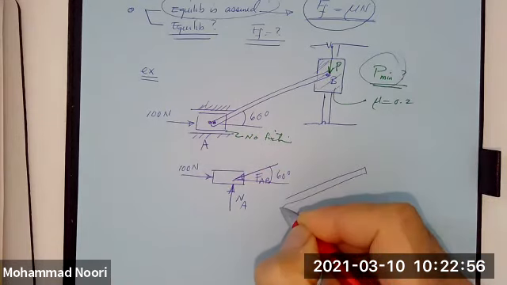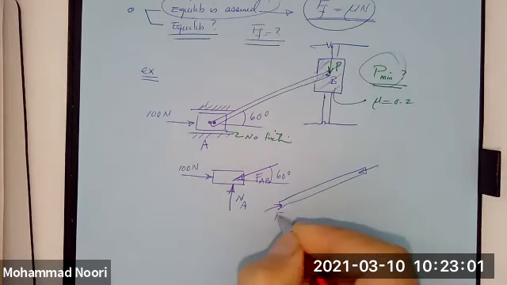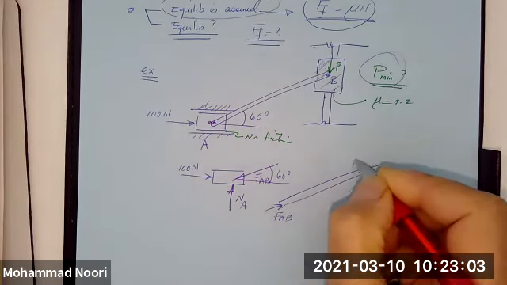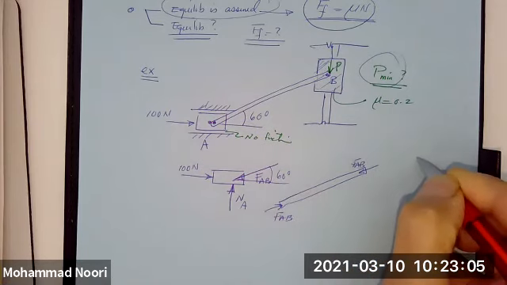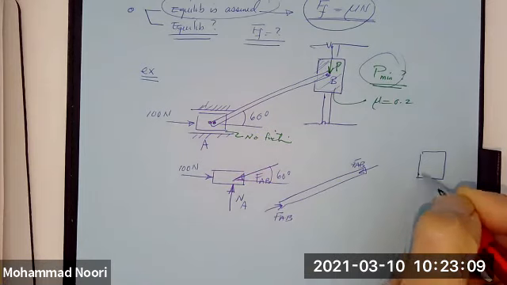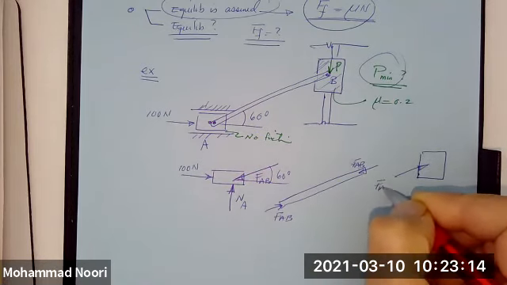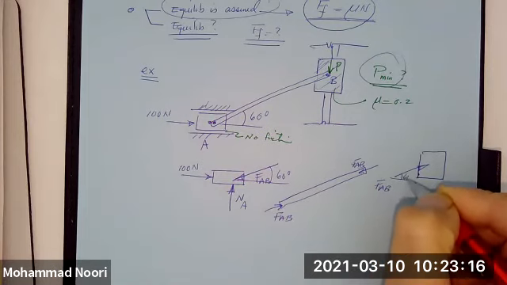The other free body diagram would be the free body diagram of this linkage, force of AB, force of AB, and then the free body diagram of this piston, which is obviously acted upon by this force AB, right?